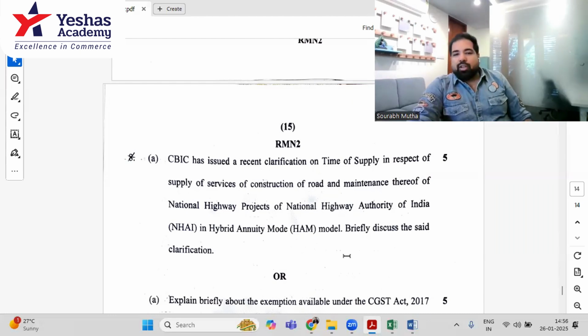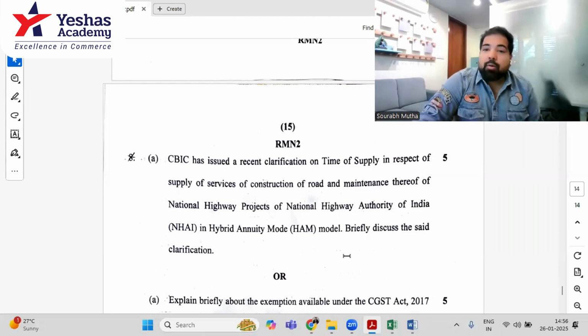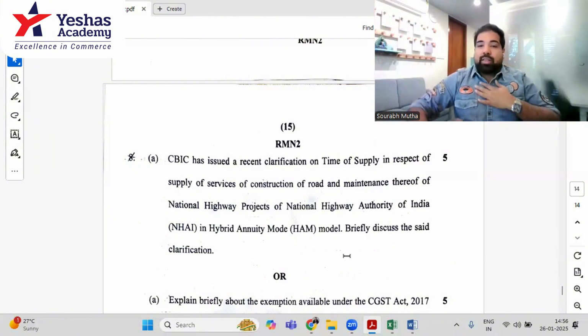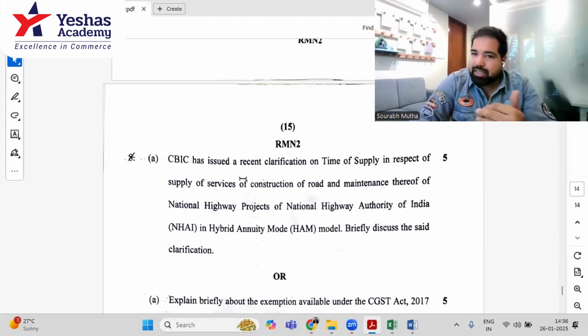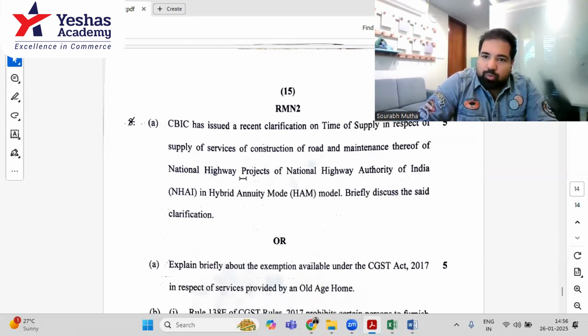CBIC issued a recent clarification on time of supply in respect of services of construction of roads and maintenance thereof for national highways. Guys, this was completely out of syllabus. When they say ICAI papers are difficult, it is because of this. But don't worry. First of all, the eighth is an option, and sixth and seventh we know. So if you don't want to do this, no problem.